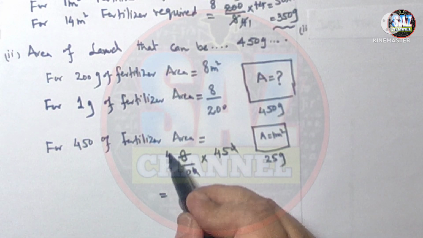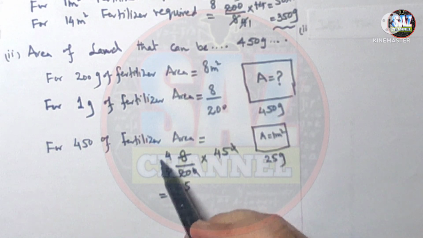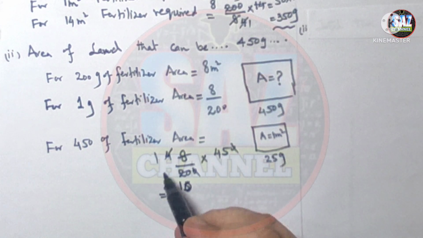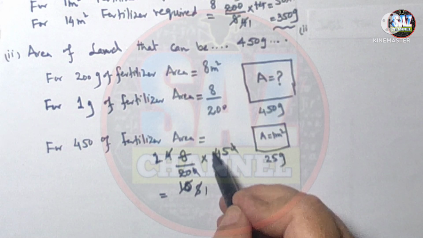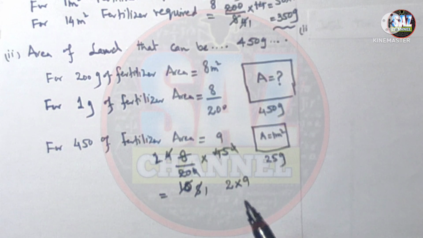2 fours are 8 and 2 tens are 20, 2 twos are 4 and 2 fives are 10, 5 ones are 5 and 5 nines are 45, and we are left with 2 multiplied by 9, which is equal to 18 meters square.